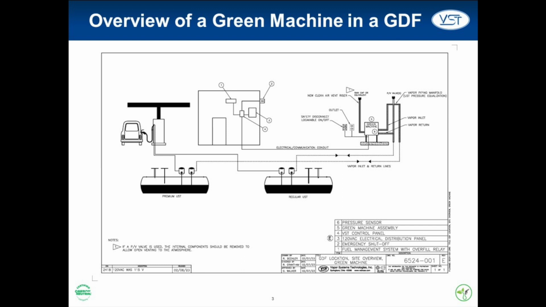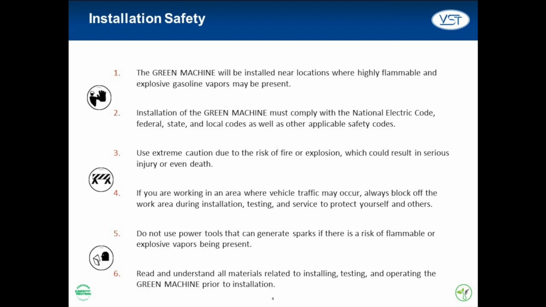In this illustration, you can see the various systems that the Green Machine must be connected to if it is to work correctly. Note that there is both an outlet and a safety disconnect switch near the Green Machine. These will come in handy for any testing and maintenance that might be done on the Green Machine.